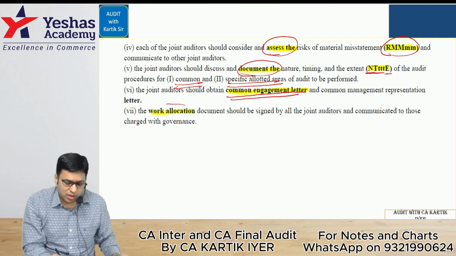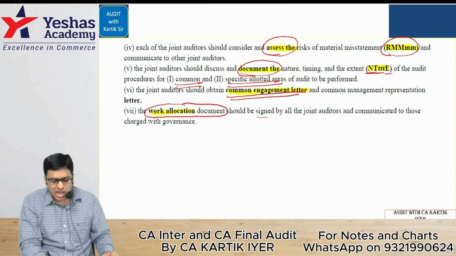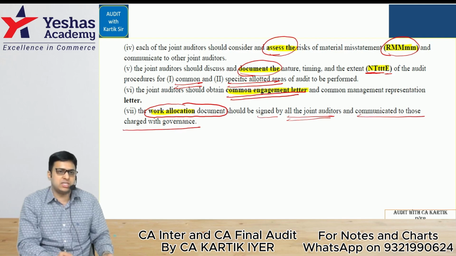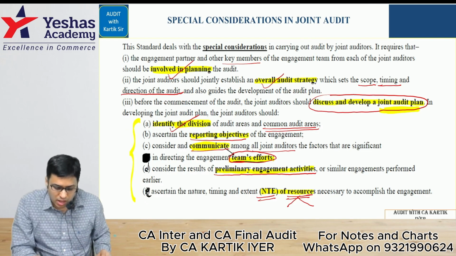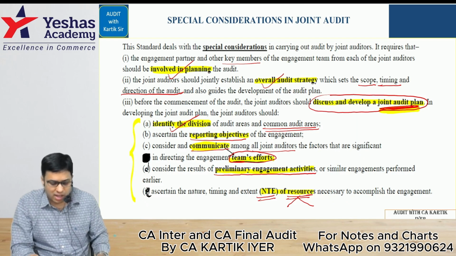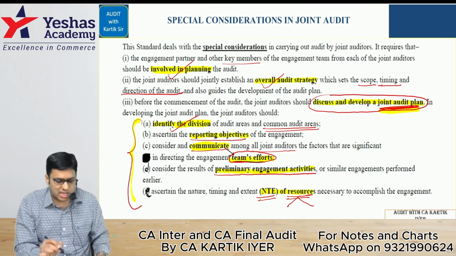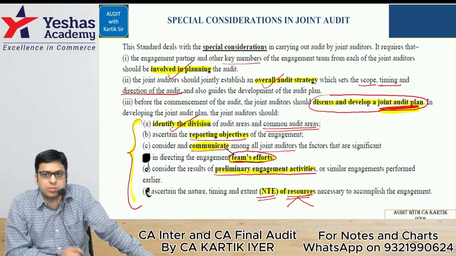And finally, the work allocation document after the work has been divided should be signed by all the joint auditors and communicated to those charged with governance. In the exam, if they ask you the +1, that is, what will you include while discussing and developing a joint audit plan? You will include only this as the answer, points A to E of question number 3. Okay, so be very careful about this.